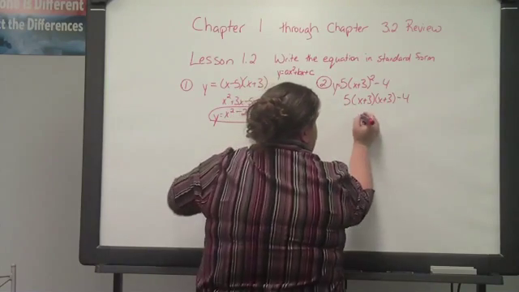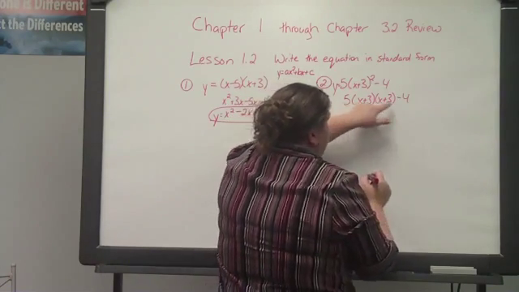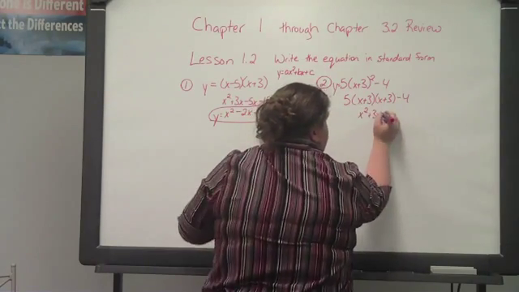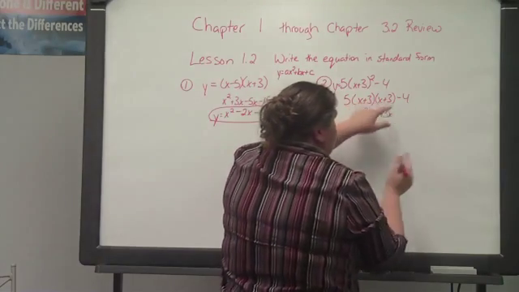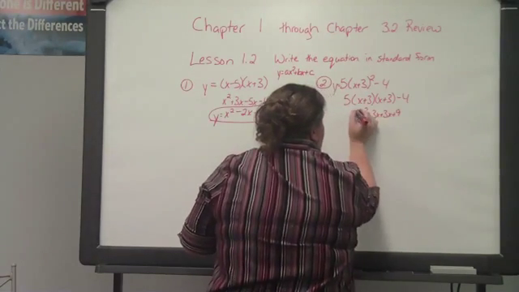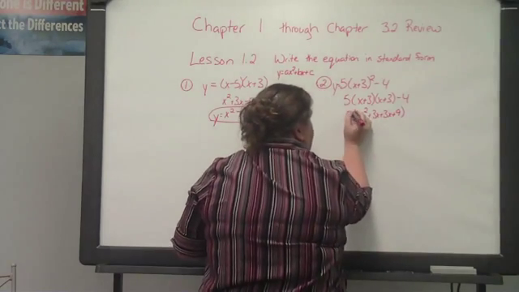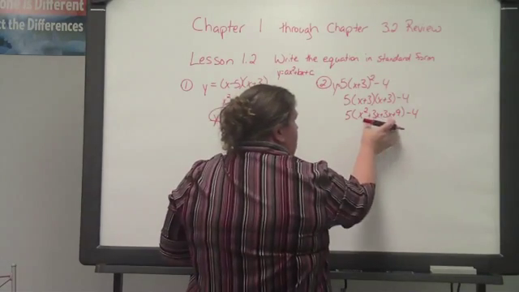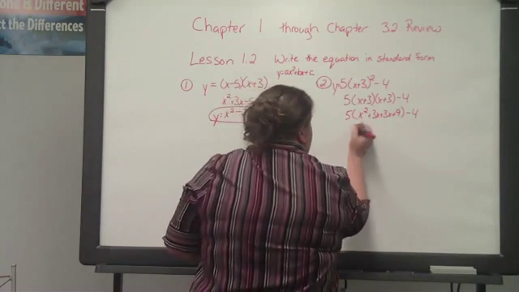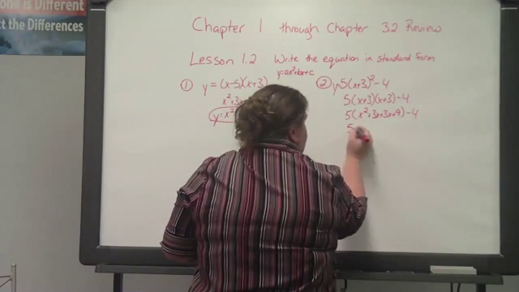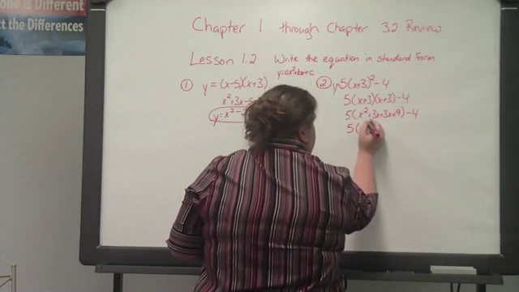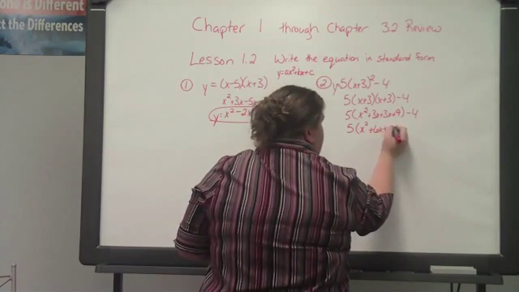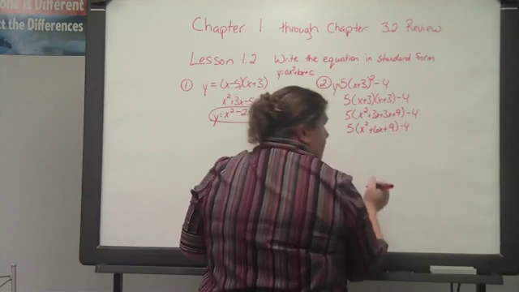X times x gives me x squared. X times 3 gives me 3x. 3 times x gives me 3x. And then 3 times 3 gives me 9. I haven't done anything with my 5, so I'm going to bring it down. And I haven't done anything with my 4, so I'm going to bring it down. I want to go ahead and combine like terms. And again, I haven't done anything to 5, so I'll bring it down. X squared, 3x plus 3x gives me 6x plus 9 minus 4.